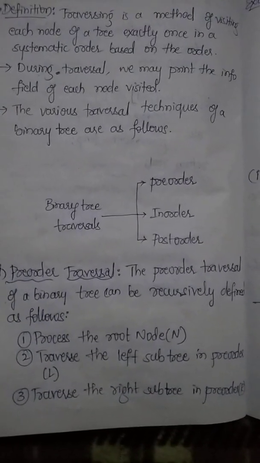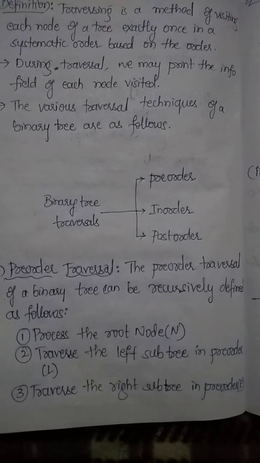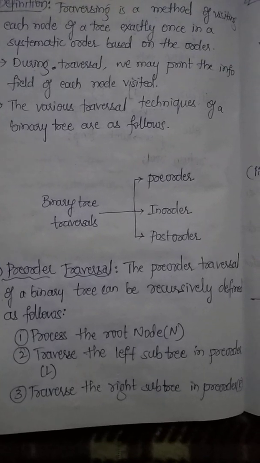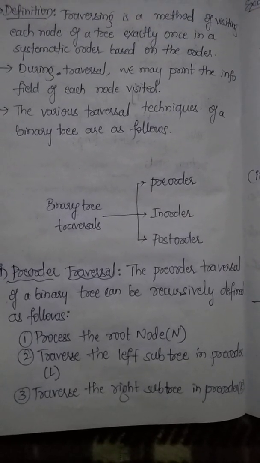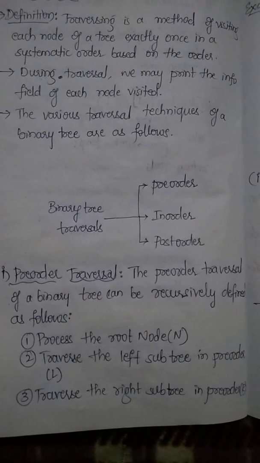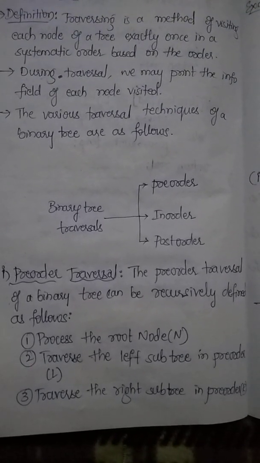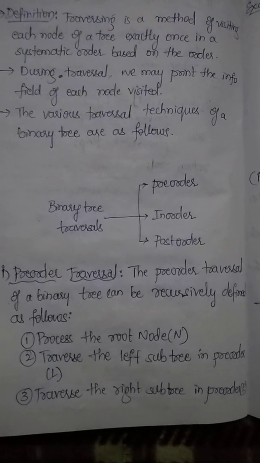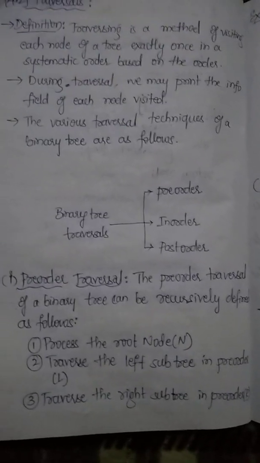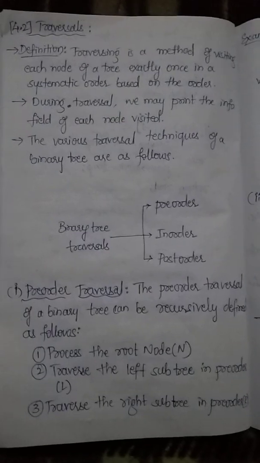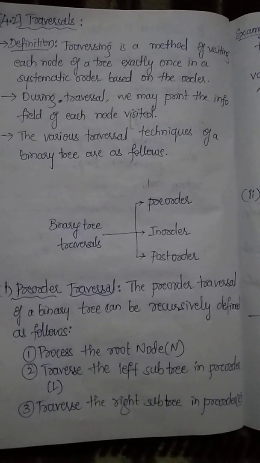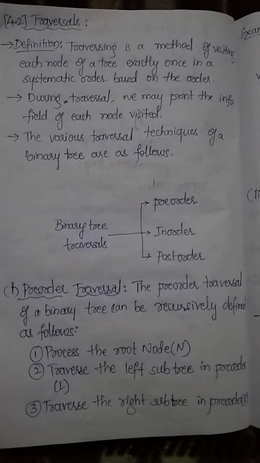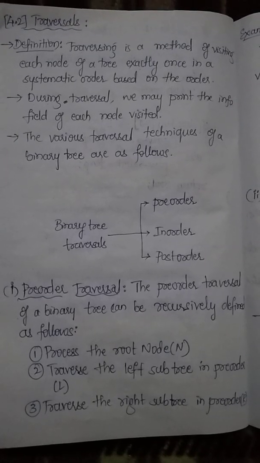Pre-order traversal of a binary tree can be recursively defined as: first, process the root node. First we need to check out the root node and process it. Second, traverse the left subtree in pre-order, which we can denote as L. Thirdly, traverse the right subtree in pre-order, right? Here the second and third steps will be recursively calling the function back until all the nodes are visited.